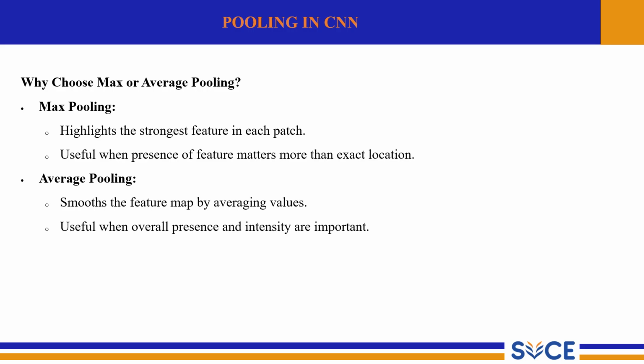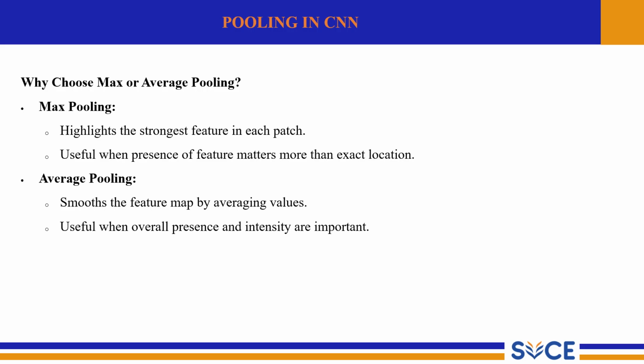In max pooling, it picks the largest value in each patch of the feature map, as we saw in the previous slides, and this means it highlights the strongest or most important feature in that area. It is especially useful when the presence of a feature matters more than its exact location. For example, if we are detecting an edge or corner in an image, max pooling ensures that this feature is retained even if the edge moves slightly. So max pooling helps the network focus on distinctive features and ignore small variations or weak signals.